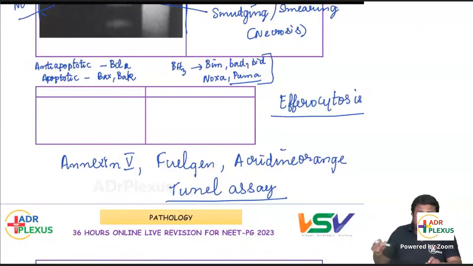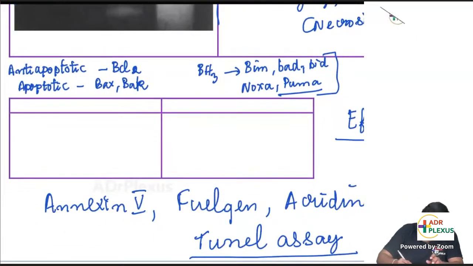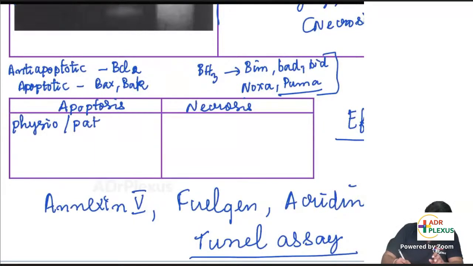Also please remember an important difference between apoptosis and necrosis. Very, very important point: apoptosis can be physiological or pathological, but necrosis is always pathological.